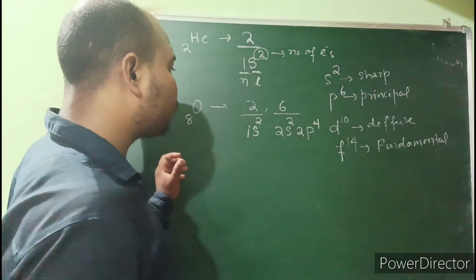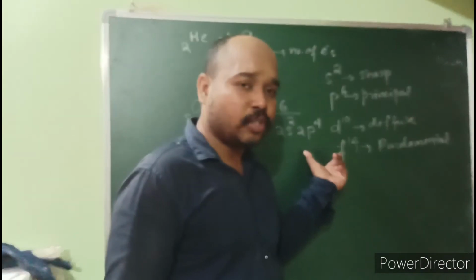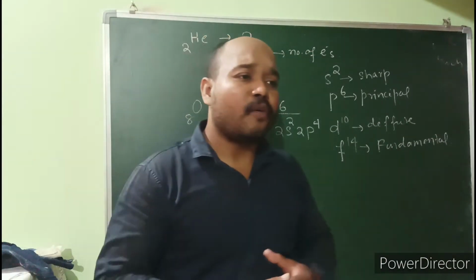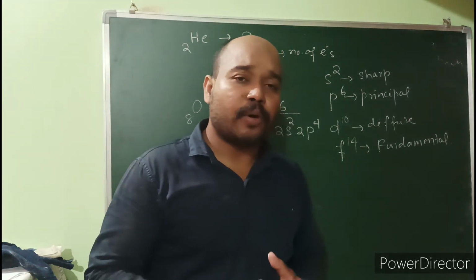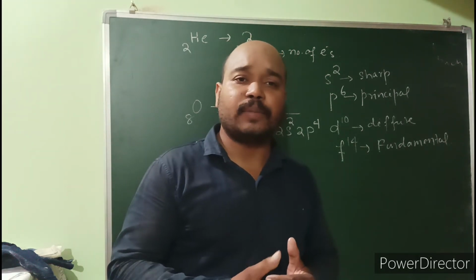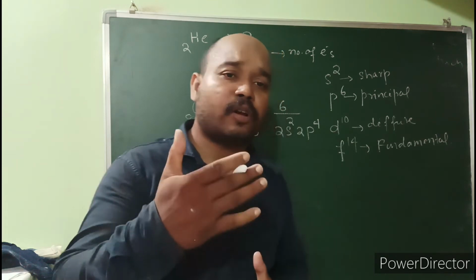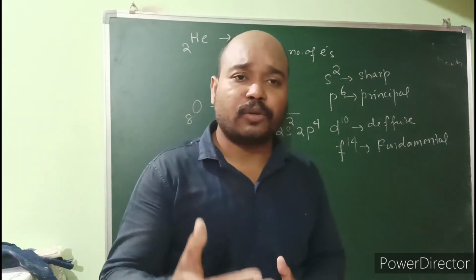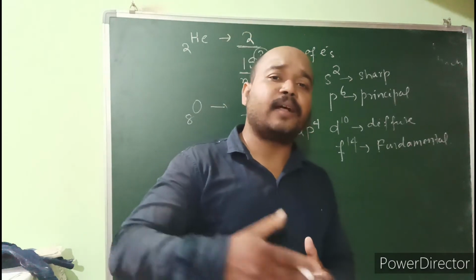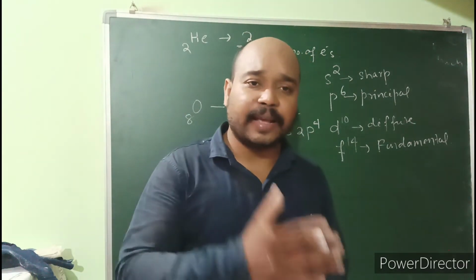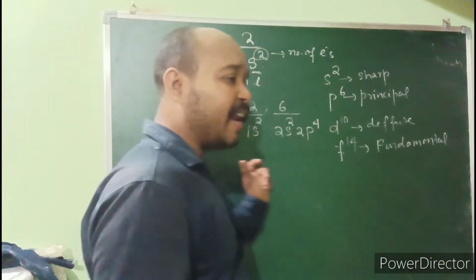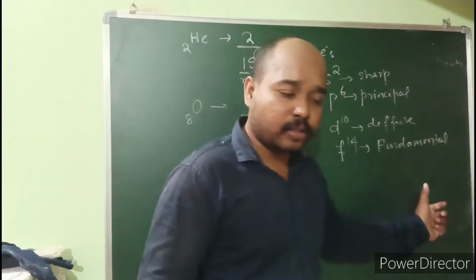Now we will discuss how to write the configuration in increasing order of energy. Always remember that we are finding the numbers, but we have to arrange them on the basis of increasing order of energy, because energy is inversely proportional to stability. As the energy increases, stability decreases. So we have to arrange these in increasing order of energies.